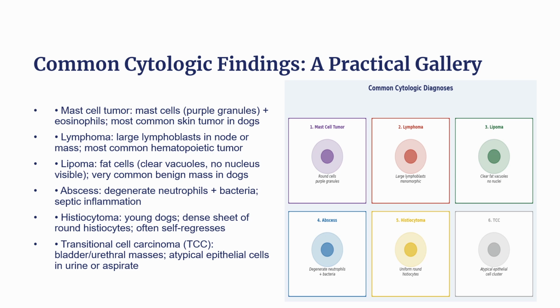Lymphoma usually gives you a strikingly monomorphic sheet of large immature cells that look nothing like a normal lymph node. And transitional cell carcinoma in the bladder is an important one. Atypical epithelial cells in the urine or a bladder fine needle aspirate should prompt you to send to a pathologist and not dismiss it as cystitis. These are the diagnoses you'll make with cytology regularly, and recognizing them quickly changes patient outcomes.